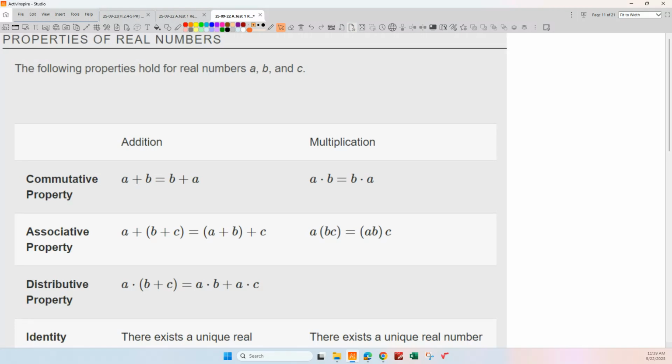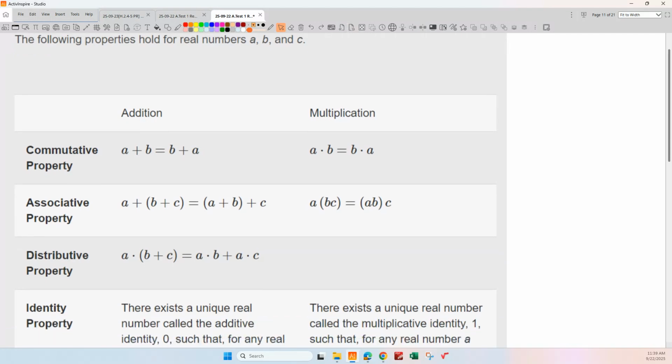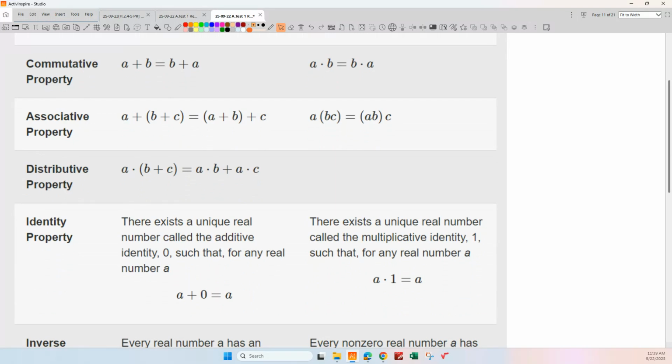Okay, let's do a very quick review of our properties of real numbers. Been a little while. And again, this is something that we don't use all the time, so even though it's the easiest stuff, it's probably the stuff you need to review the most, I bet.